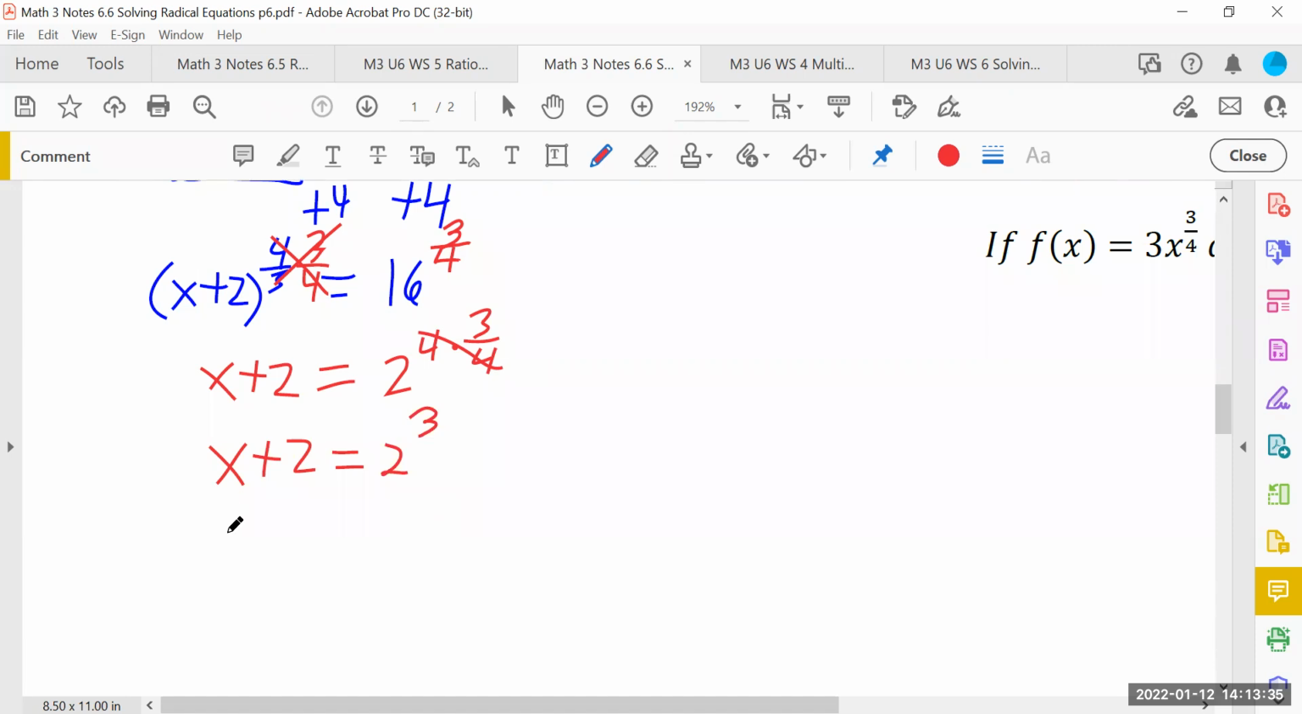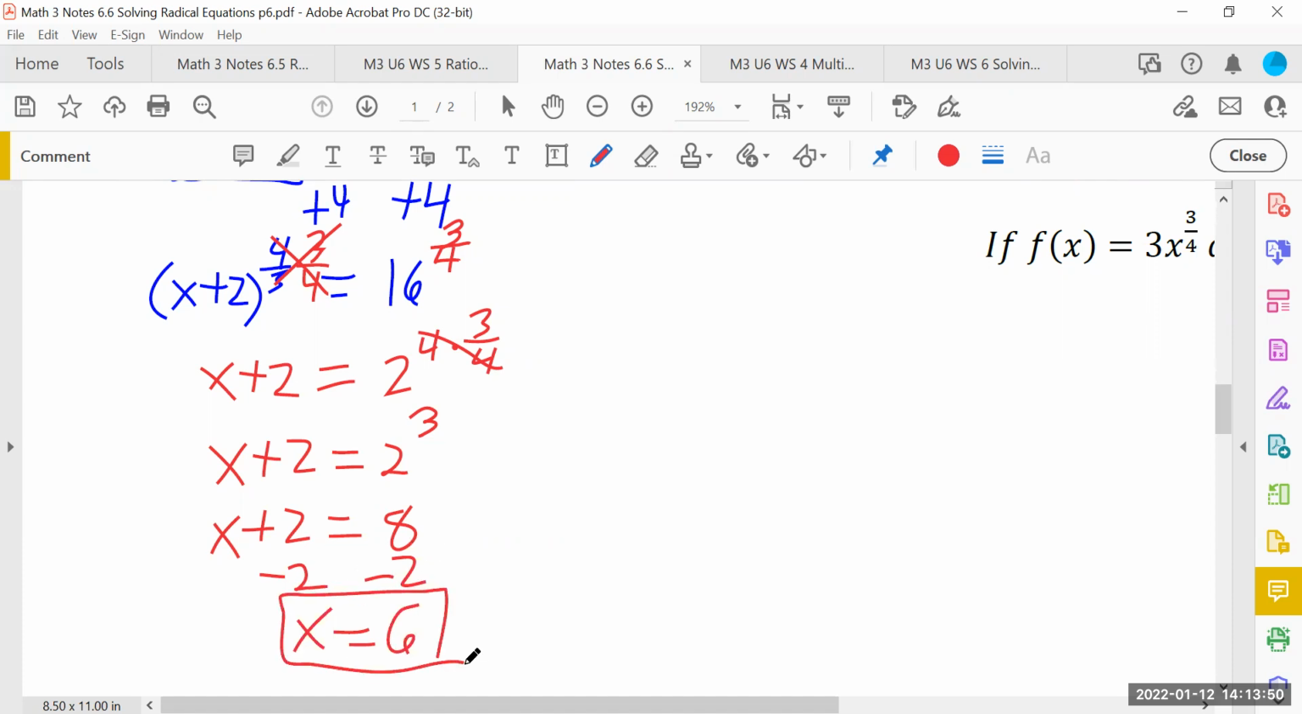2 cubed is 8. And let's not make a silly mistake like I did this morning. I'm going to subtract 2 from both sides and say that x is 6. This morning, I did 8 minus 2 and put 4. It happens. So just need to be careful there. Everything's good. Does anyone have any questions about those steps?